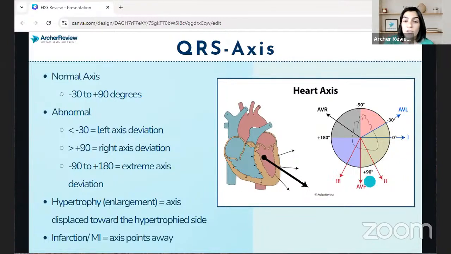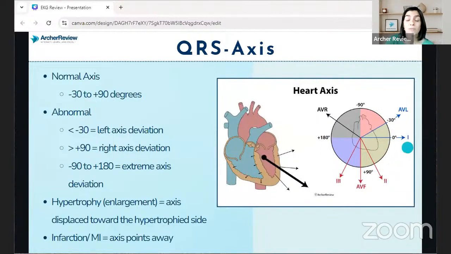Now, the opposite is true for infarct. So if you have an infarct on that left side, you might see some right axis deviation because remember, if those cardiac muscle cells are dead, there's not going to be any electrical activity going through it. So it's going to be more of a right axis deviation. And I definitely would be a little bit more worried about right axis deviation than left axis deviation.